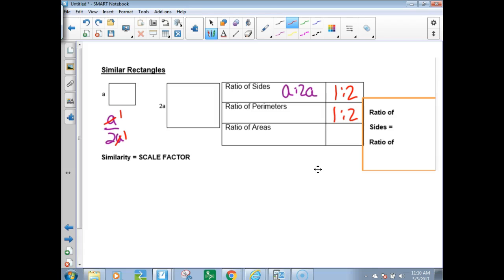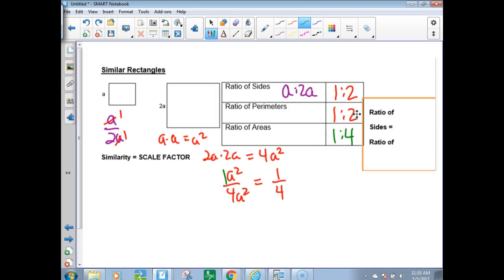But the areas would be, see, A times A would be A squared. 2A times 2A would be 4A squared. And if you took A squared to 4A squared, you would get 1 to 4. Now, did you have to do all that work to get it? No. You can just take the ratio of the sides and square it.